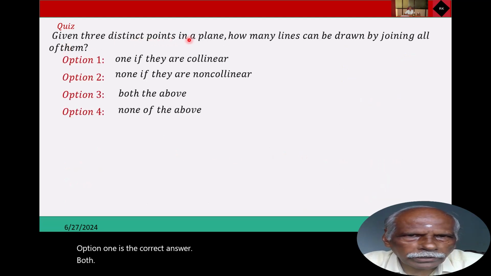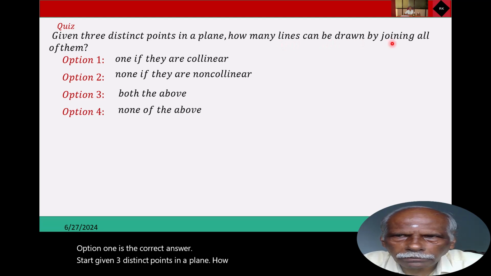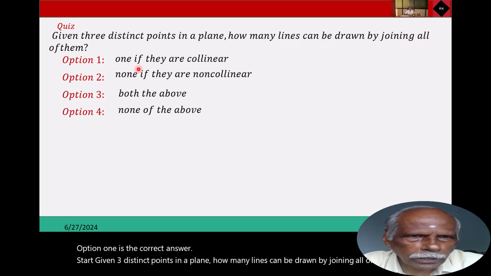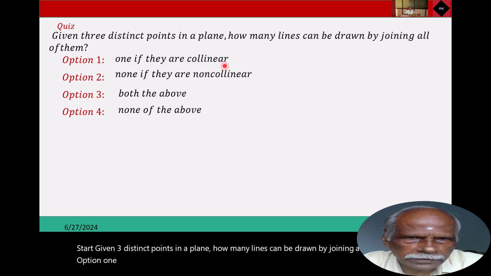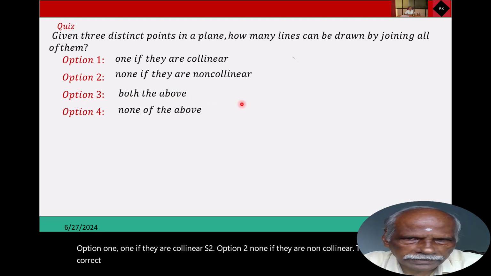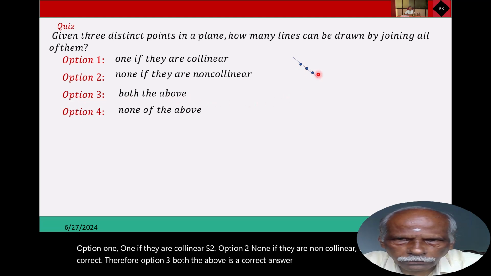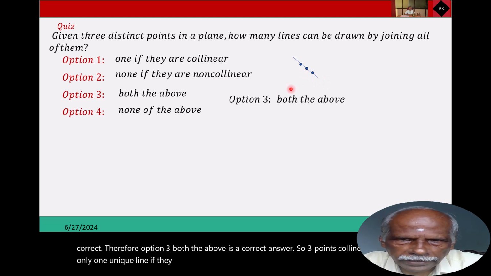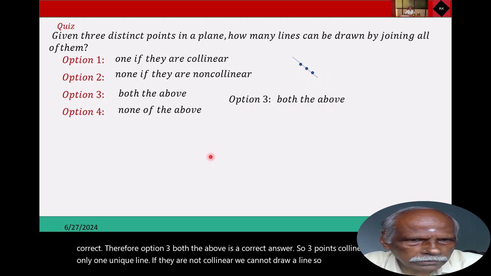Given 3 distinct points in a plane, how many lines can be drawn by joining all of them? Option 1, 1 if they are collinear, yes. Option 2, none if they are non-collinear. This is also correct, therefore option 3, both the above is the correct answer. So if 3 points are collinear, there is only one unique line. If they are not collinear, we cannot draw a single line.